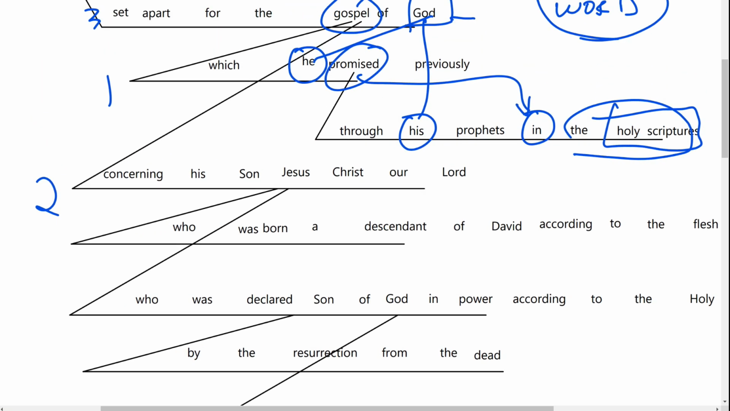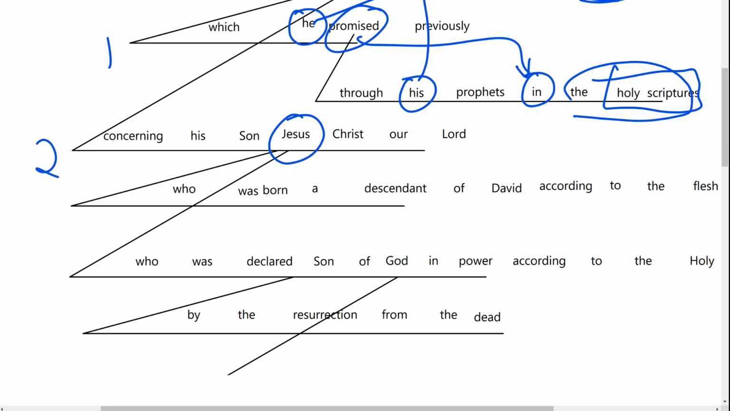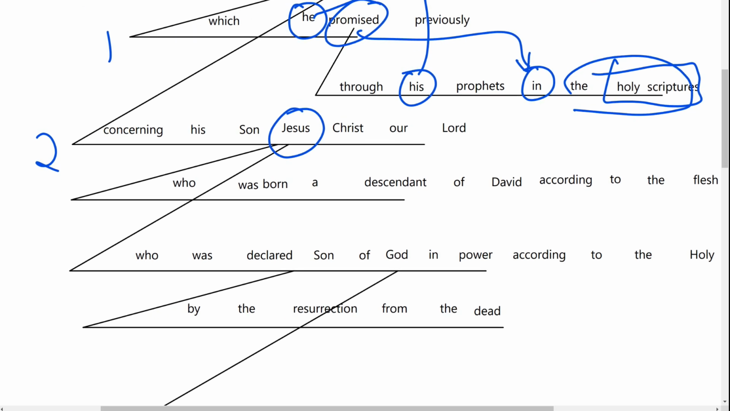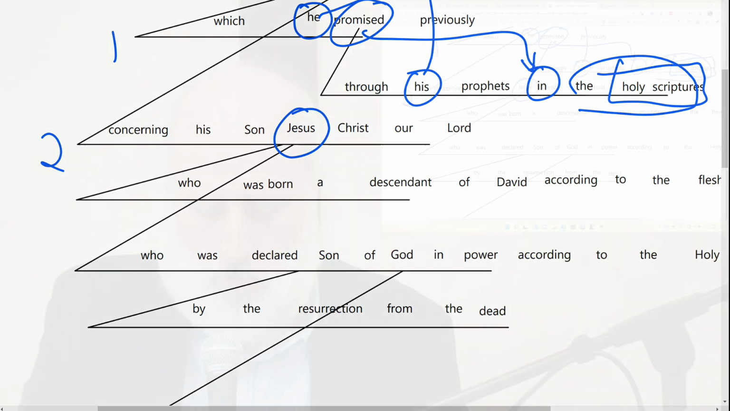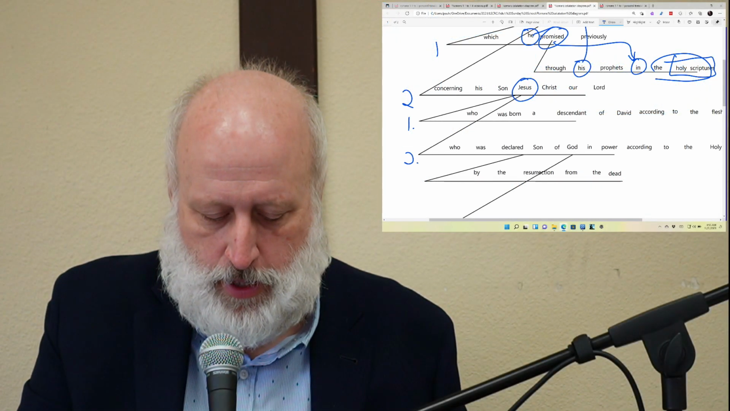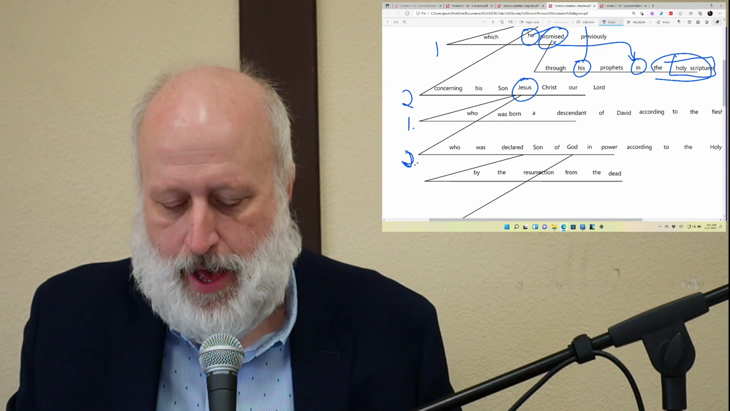Concerning his son, Jesus Christ, who now we're going to basically have the same thing happen with Jesus, where he's going to say a couple of things about Jesus. Jesus, who was born a descendant of David according to the flesh, who was declared Son of God in power according to the Holy Spirit. So, one, two, and then there'll be more subordination after that.